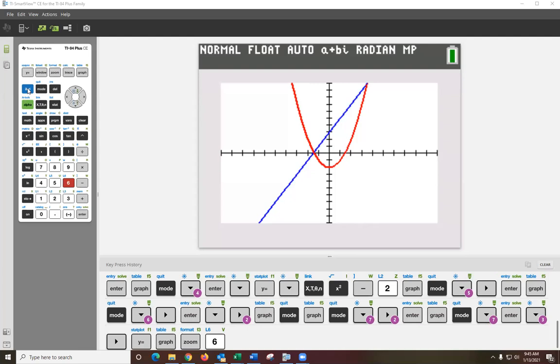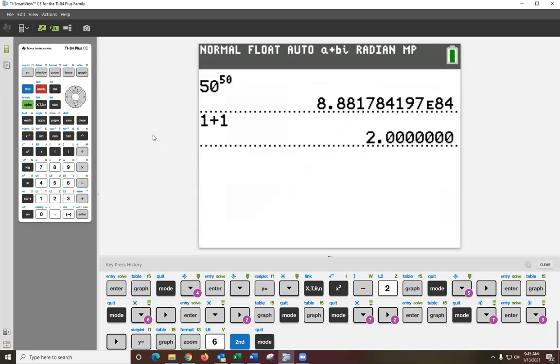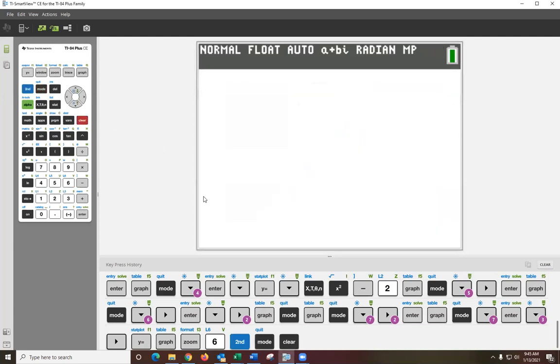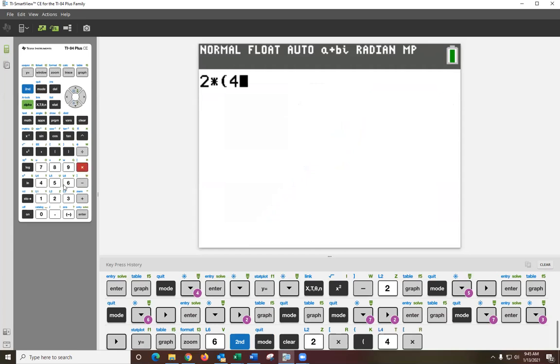So on the main screen, I'll just go second quit, clear out my old data. On the main screen, I'll just start typing it out. And it was 2 times, and in this case, I don't have to put the times sign, parenthesis 4 times 5. Now that time I do need to put the multiplication sign. Raised, there's my exponent key, to the third power.